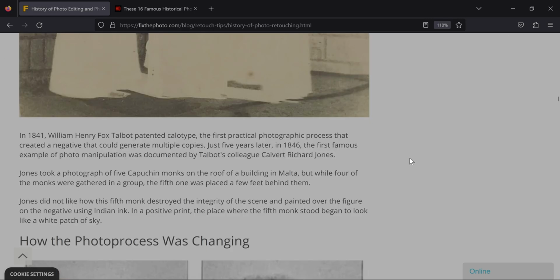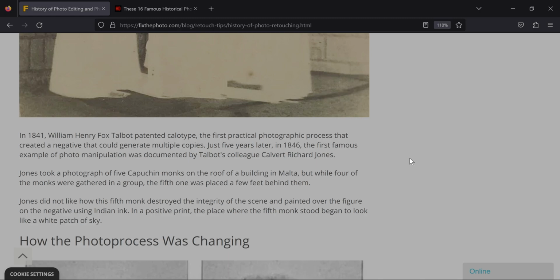In 1841, William Henry Fox Talbot patented calotype, the first practical photographic process that created a negative that could generate multiple copies. Just 5 years later, in 1846, the first famous example of photo manipulation was documented by Talbot's colleague Calvert Richard Jones. Jones took a photograph of 5 Capuchin monks on the roof of a building in Malta, but while 4 of the monks were gathered in a group, the 5th one was placed a few feet behind them.